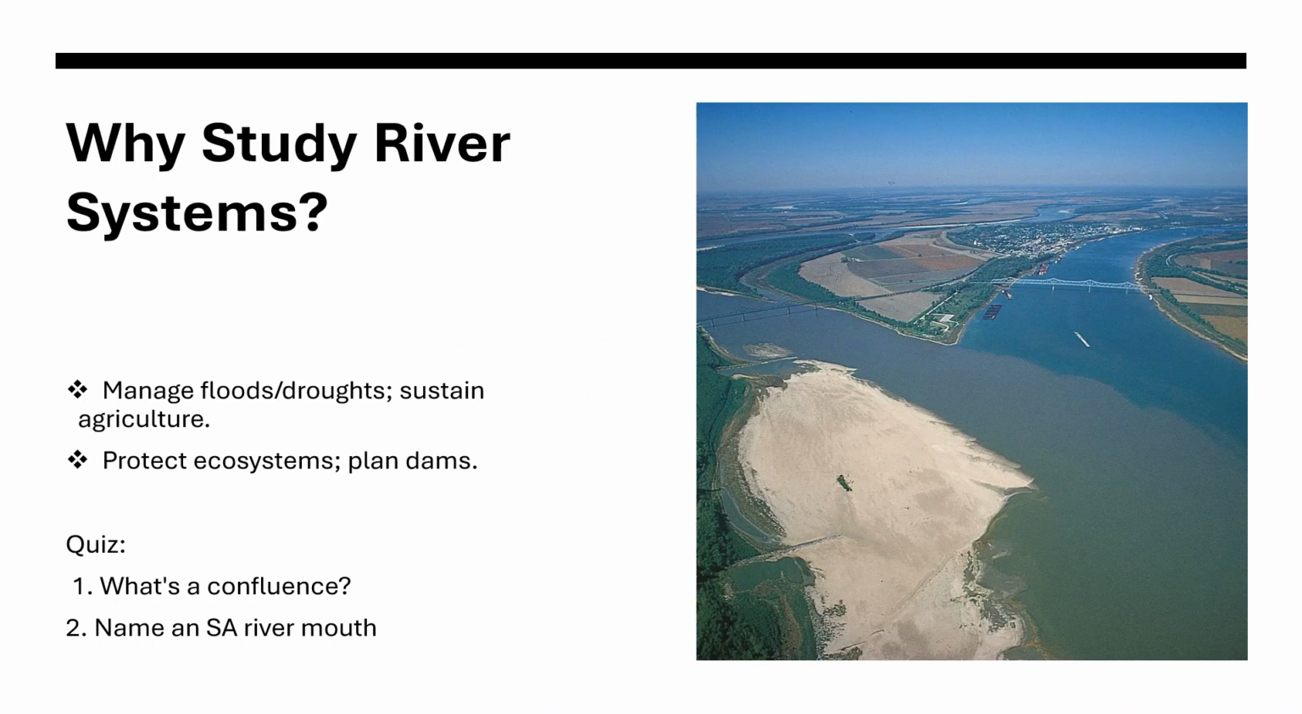Why do we study river systems? River systems help us to manage floods or droughts, sustain agriculture, and also protect ecosystems. Understand? River systems are not just lines on a map. They feed us, they enhance the production of what? Of electricity, and also fight what? Floods.